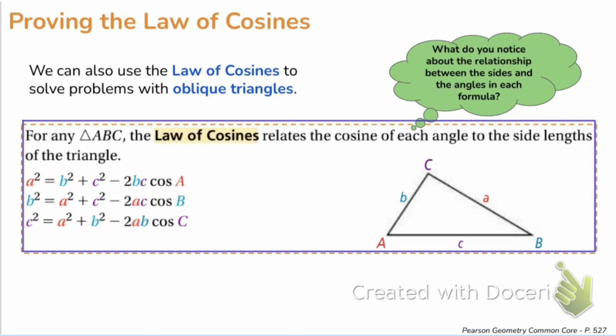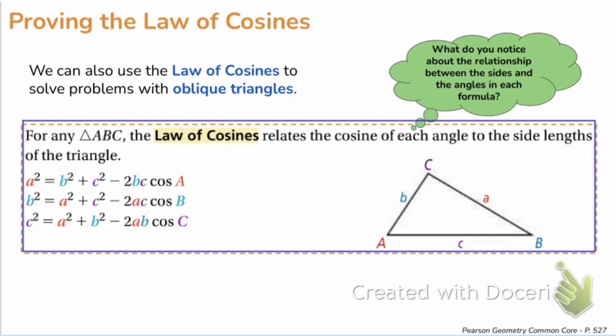So the law of cosines relates the cosine of each angle to the side lengths of the triangle, okay? So in this case, if you're trying to find a squared, a squared equals b squared plus c squared minus 2 times b times c cosine of A, okay? And it goes like that for every side, depending on where you are.